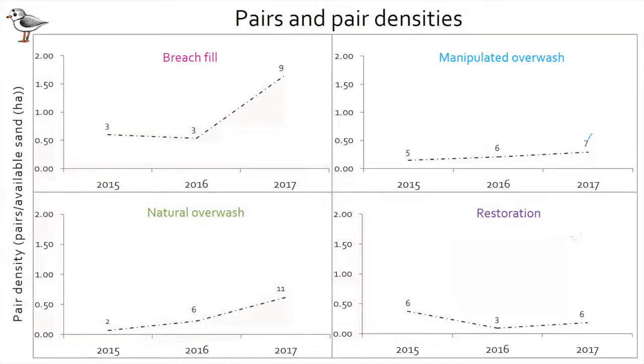Okay, so across the 4 habitat types, this is showing the number of pairs and pair density. So along the x-axis, you'll see the year. Along the y-axis is the pairs per available sand hectares. And the number that is shown above the dashed line is the number of pairs, and the actual dashed line itself is the pair density. So you'll see that all of these pair densities increase across the breach fill, manipulated and natural overwashes. And in the restoration sites, it was somewhat variable between years.